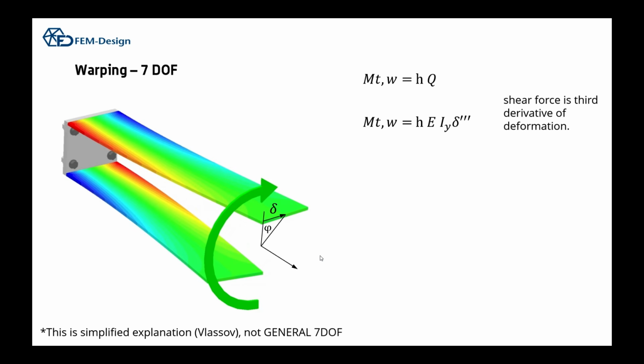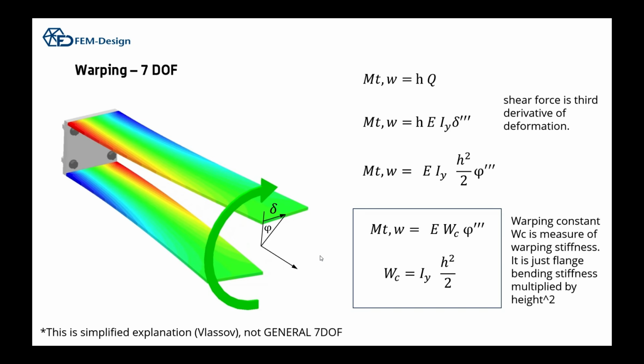And if you replace the displacement of the flange with the rotation of the beam, we get the equations of warping. But this is a way too simplified theory, but this is basically how warping is explained as a bending theory. But this is not what we have applied in software. This is a simplified explanation. And there's a warping stiffness, which is basically just the bending stiffness of the flange multiplied by the height squared divided by 2. So it's really easy. And also there's our equation.